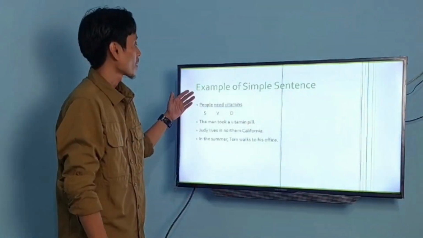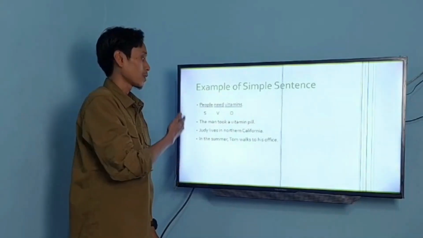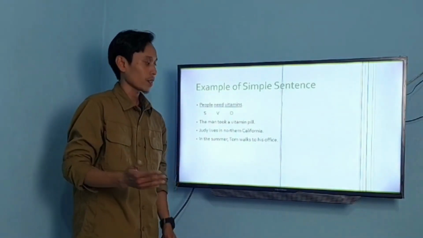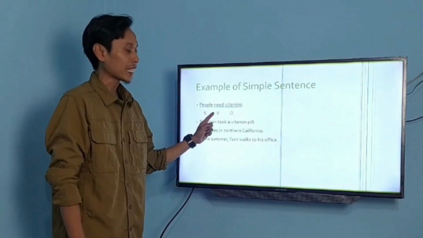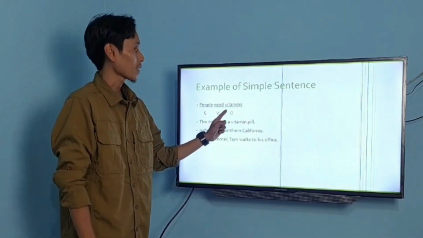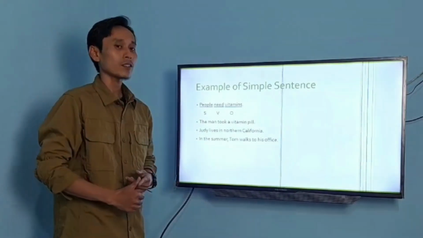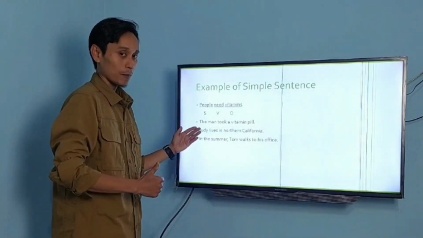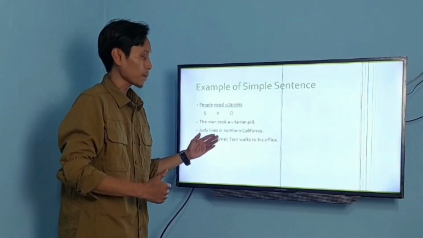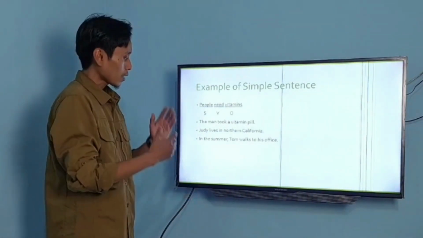Example. This is an example of a simple sentence. The first, people need vitamins, which contains people as the subject, need as the verb, and vitamins as the object. And the second, the man took a vitamin pill. The man is the subject, took is the verb, and a vitamin pill is the object.